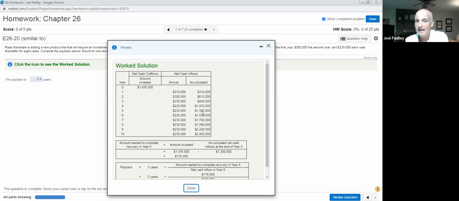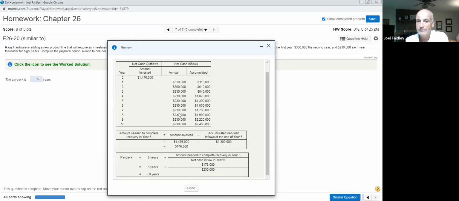So you got 230,000. Well, how much do you need to add on to 1.3 million to get to 1476? And the answer is 176,000. Right there's the calculation. 1476 is what you're targeting. 1.3 million is at the end of year 5. So what's 176 divided by the 230,000 that you're earning in year 6? And the answer is, that is 0.8. 176 divided by 230 is 0.8. So 5.8. 8/10 of that year 6. It's not 6.8, it's 5.8.